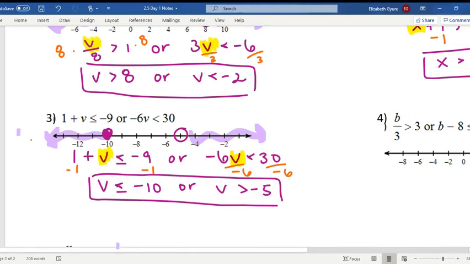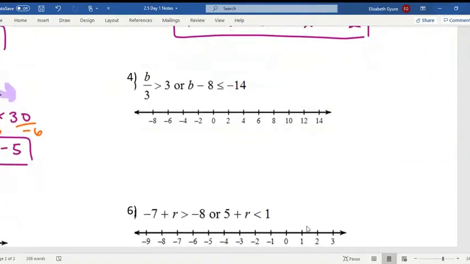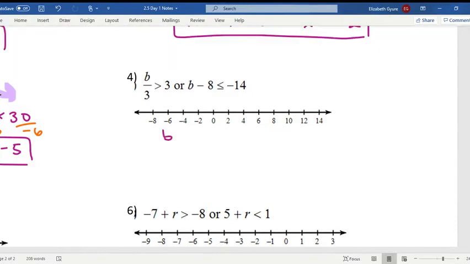All right. So number 4. We have b divided by 3 is greater than 3. I don't know why I picked up b again. That's the worst variable to use. I know, b's just look too much like 6s. And then you have b minus 8 is less than or equal to -14.